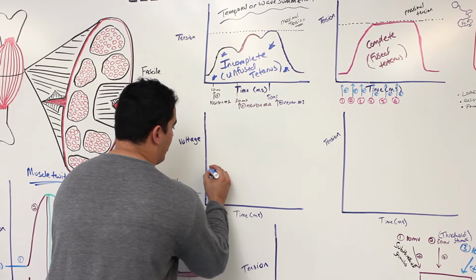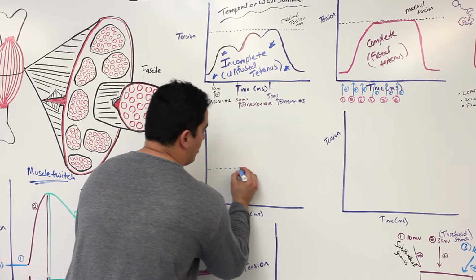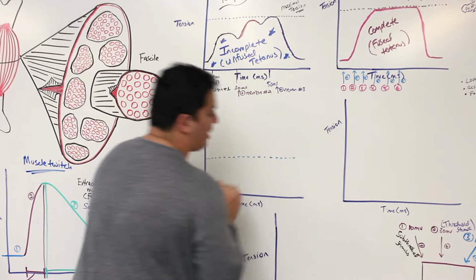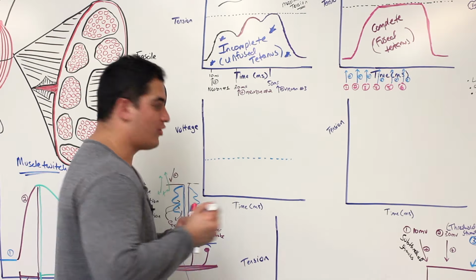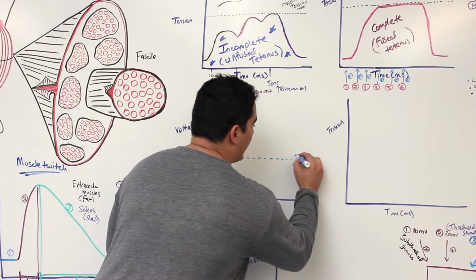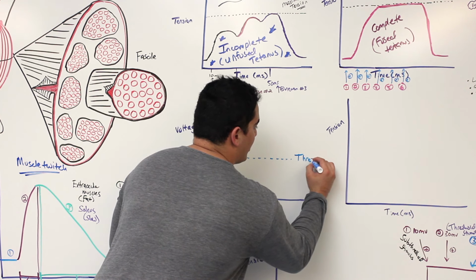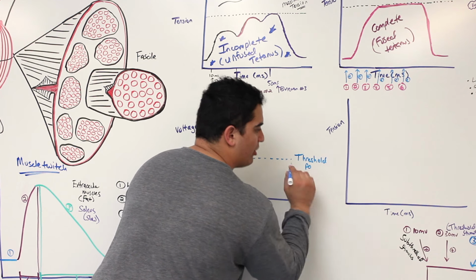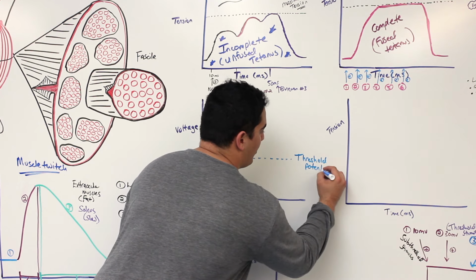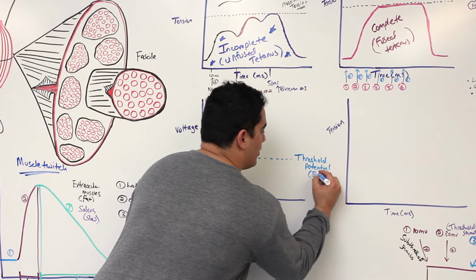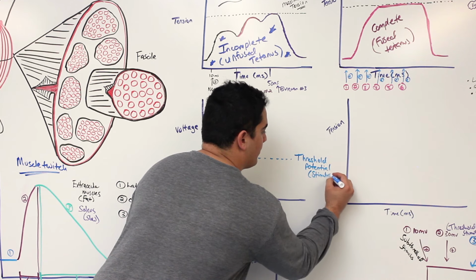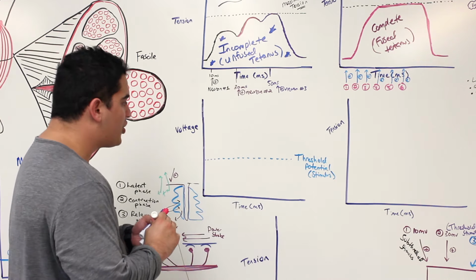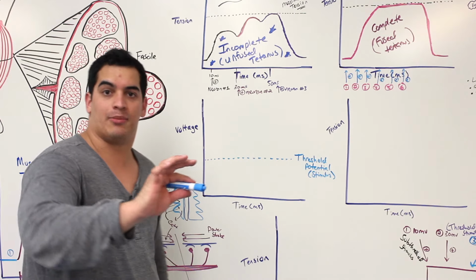Let's actually say here is this one here. Let's say that's my threshold stimulus. So this is threshold potential. Since we put stimulus there, we can also put that in a little parentheses. So this is the stimulus. At that point, if you reach threshold, that'll produce the observable contraction.